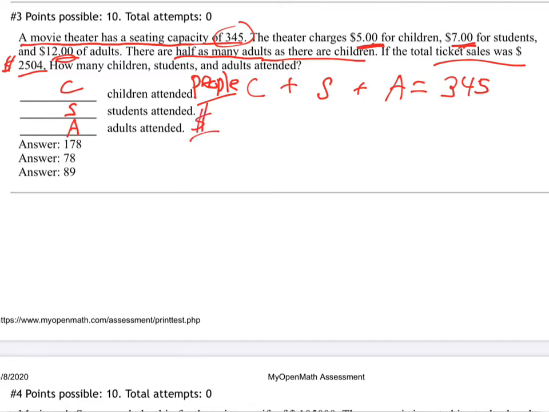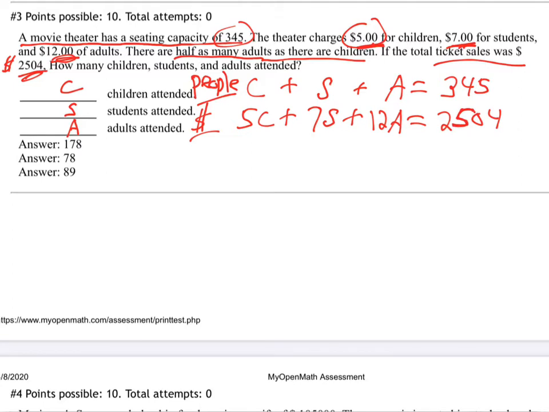Next, we're going to do the money, right? It's $5 for each child. So however many children showed up times $5 each. $7 for each student. However many students showed up times $7 each. And it's $12 for each adult. However many adults showed up times $12 each. That has to add up to the total ticket sales, $25.04. That's all the money they gathered.